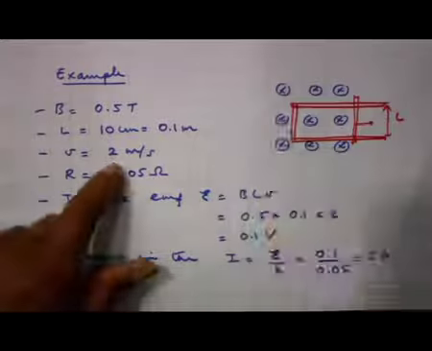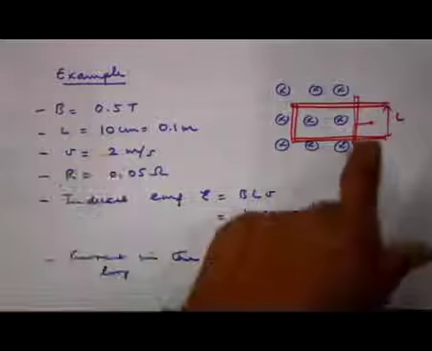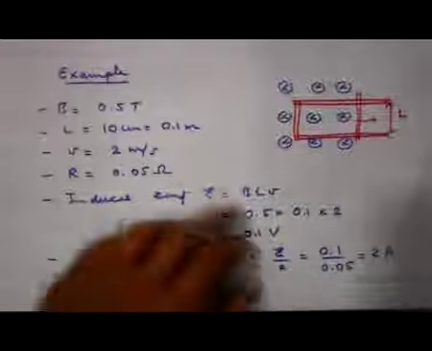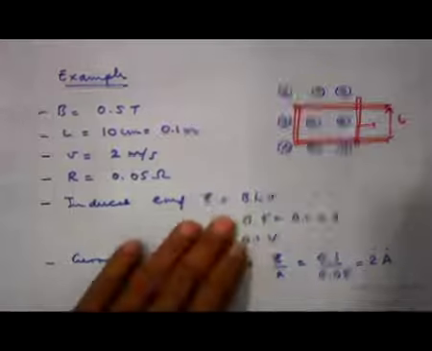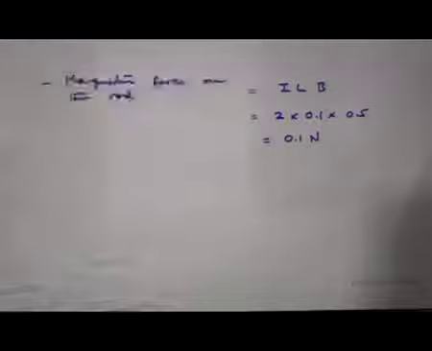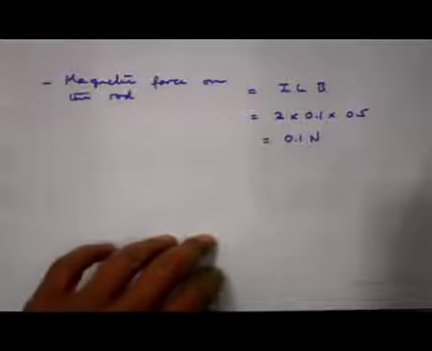So, if I keep the velocity constant at 2 meters per second, I need to apply a force of 0.1 Newton to the right to keep the velocity constant at 2 meters per second. Otherwise, the magnetic field which is inducing this EMF is trying to pull that rod back in the reverse direction. So, that is an example which gave me some numbers involved in this process.